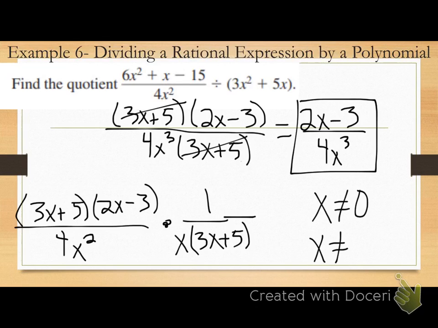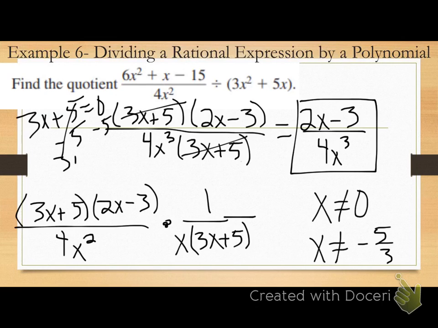If I don't know what it cannot equal, what can I do with the factor 3x plus 5? Set it equal to 0 and solve for x. Negative 5/3. So you take 3x plus 5, set it equal to 0, subtract 5 from both sides, divide by 3. Negative 5/3. Does everyone see that? Can x not equal anything else, or are we good? I think we're good. Are there any questions on that?